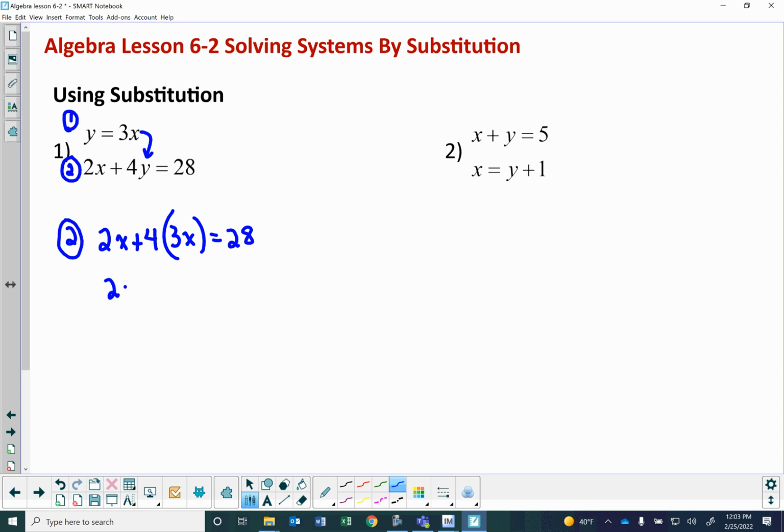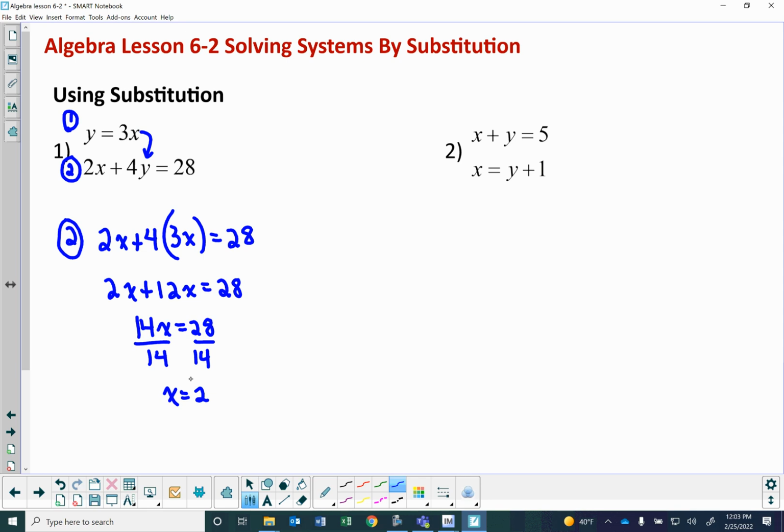So I have 2x plus 12x is equal to 28. So 14x is equal to 28. To solve this for x, I will divide by 14. So x is equal to 2.